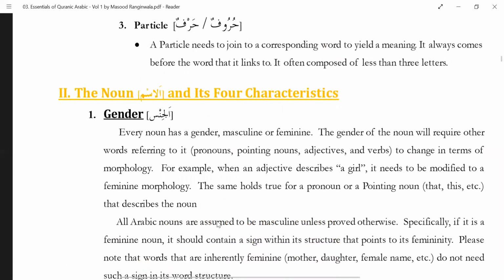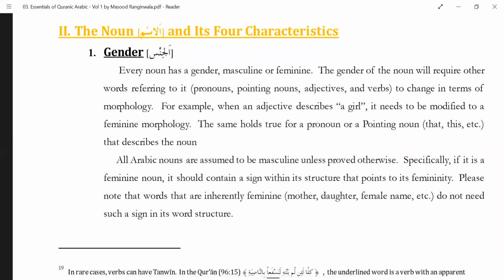Okay, then we saw that a noun has 4 characteristics. One is jins, which is gender. Every noun will have a gender, either masculine or feminine. Now why we need to know this is because whenever you are going to use, for example, a pronoun to point at the noun or any other pointing noun, or if you're going to describe it using an adjective, or whichever action you will use, all these should have the same gender as the noun. So that is why you need to know the gender.